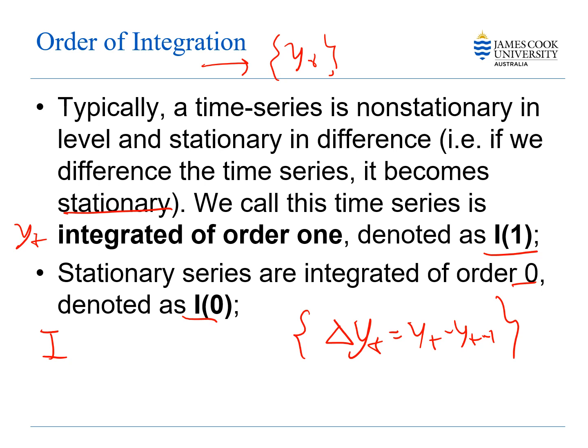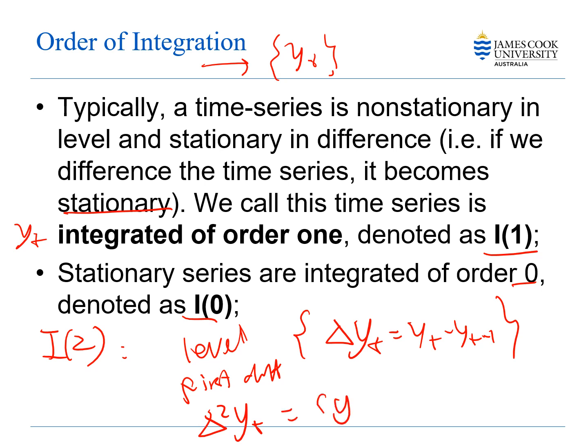Sometimes we can have a process of I(2), which means that it's non-stationary in levels, also non-stationary in first difference, but stationary in the difference of differences. So the second difference, delta 2 yt, that will be stationary. That is equal to delta yt minus delta yt-1. We difference yt twice. Sometimes we can have I(2). Really, we don't have any order of integration higher than 2.